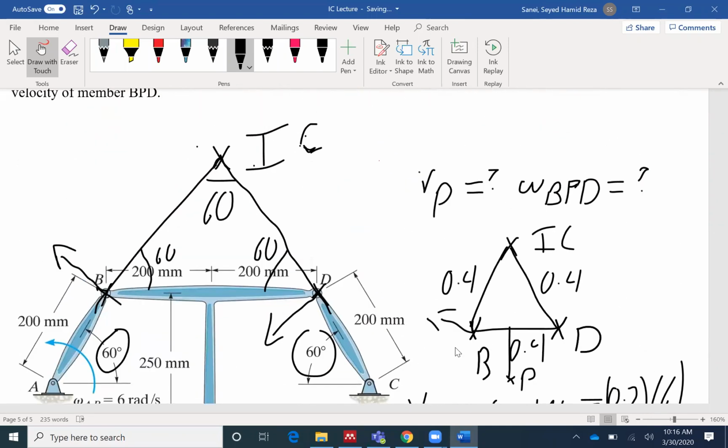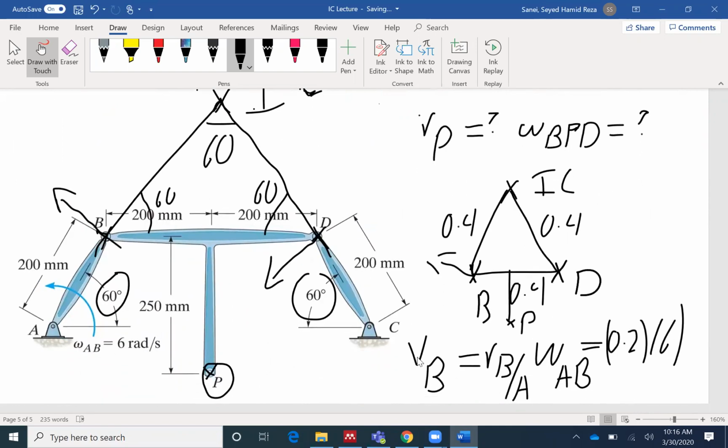We know the angular velocity would be in this direction, and we can find the direction of the velocity at P as well. In this instant, if we draw the radius, we can find the direction of velocity as well as the magnitude.